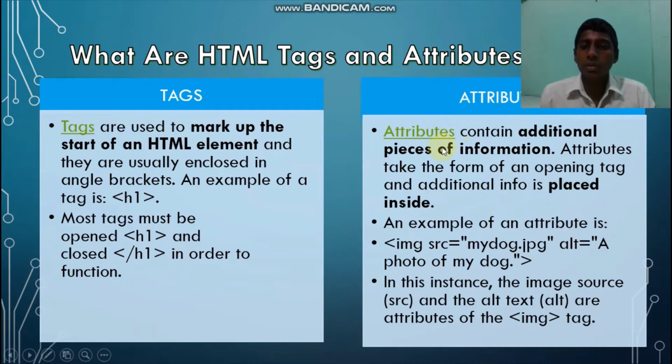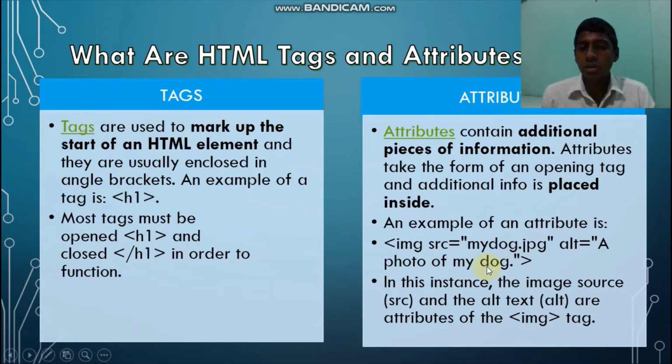Here come the attributes. Attributes contain an additional piece of information. Attributes take the form of an opening tag, and the additional info is placed inside it. An example of an attribute is image source equal to mydog.jpg. It is a code for linking an image. Alternative text equal to a photo of my dog.